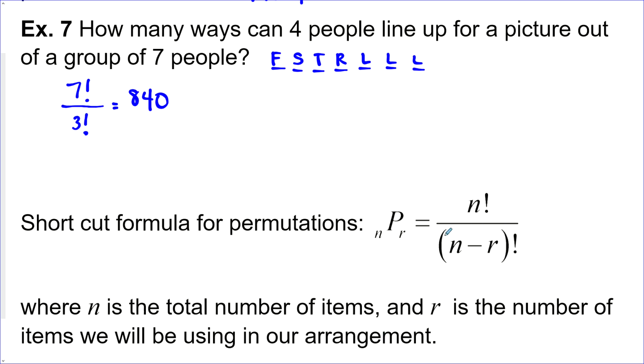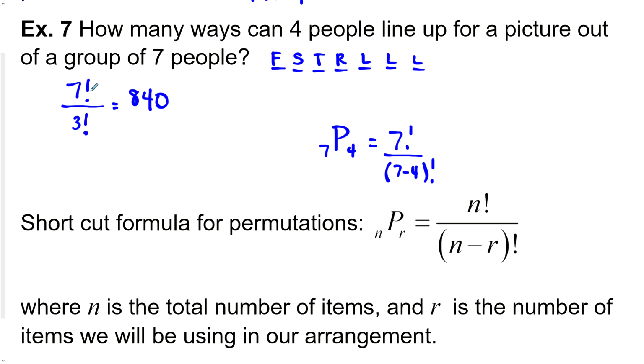And the formula looks like this. So n factorial would be our 7 factorial. Okay, so in this question, we would say 7P4. And you can see that it's the same as what we were doing before. So 7 factorial, and then in the denominator, 7 minus 4 factorial, which gives us our 3 factorial here.